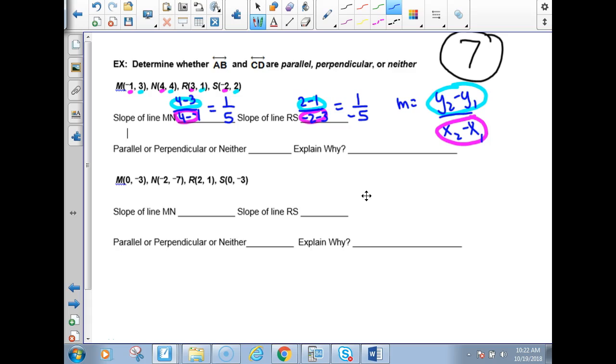Now, the relationship we talked about, let's remember what we said. For parallel lines, the slopes are the same. For perpendicular lines, slopes are negative reciprocals, which means they have the opposite sign and they're flipped. Now, if it's neither, it's just that it's not one or the other of those.